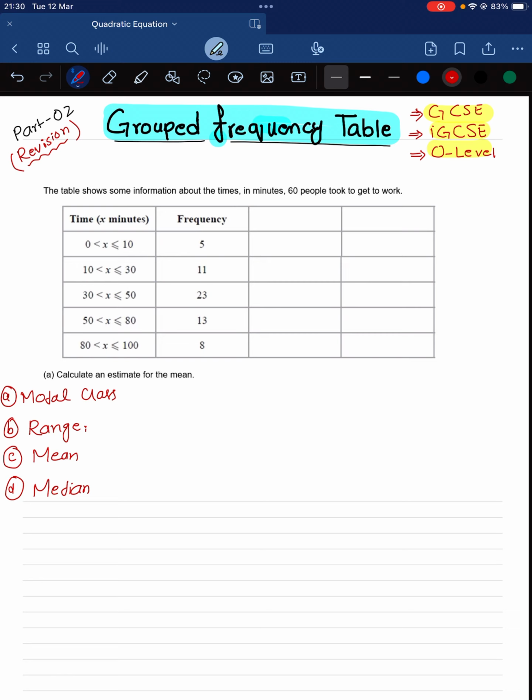In the last video we covered ungrouped data, and in this video we are going to cover the grouped frequency table. So we have a question.